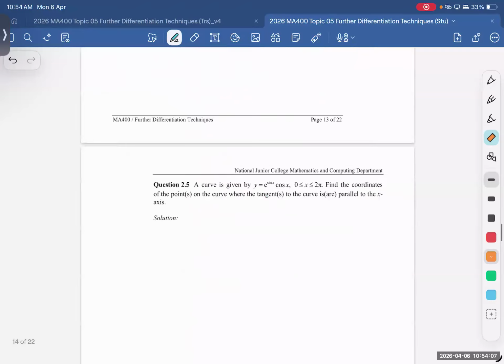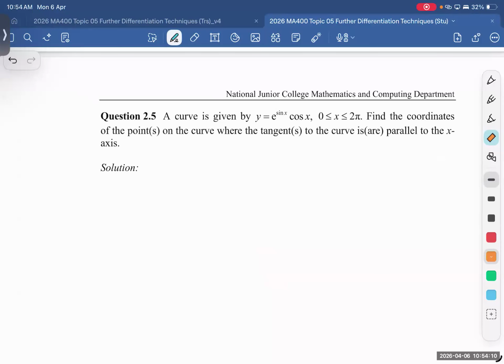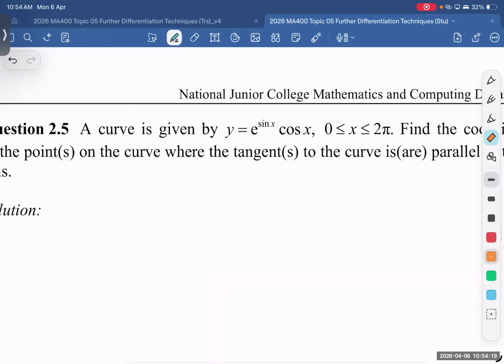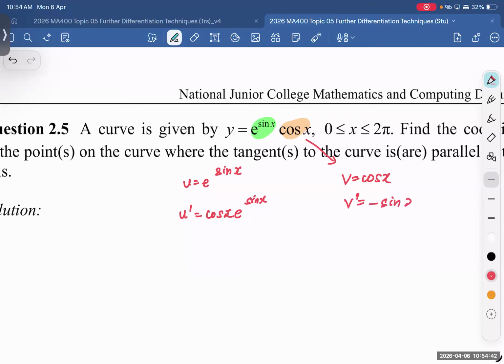No, let's look at question 2.5. Let's do this one. Tangent parallel to x-axis. Slowly, slowly. First, let me tell you. This is the first, this is the second. U is e power sine x, and U prime is cosine x e power sine x. V is cos x, V prime is negative sine x. Then I use the product rule. So what is dy/dx?